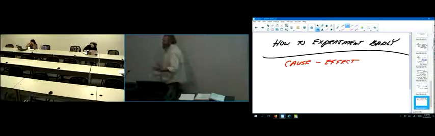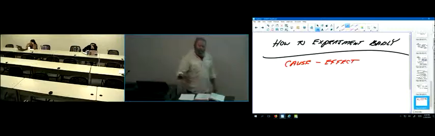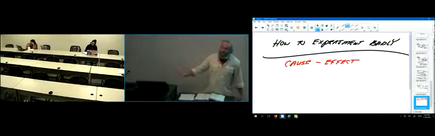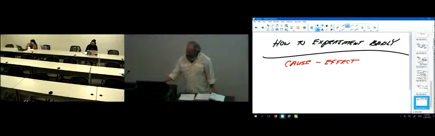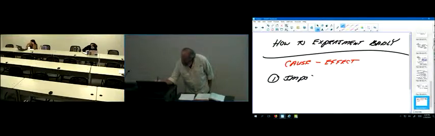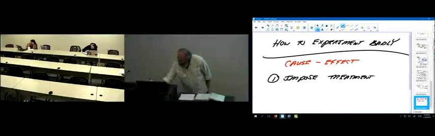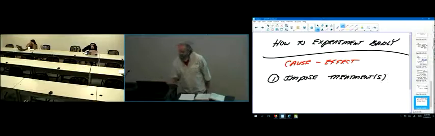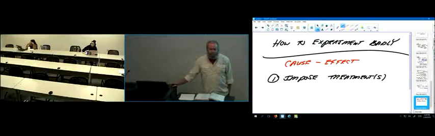The only reason for me and you to do an experiment is to look for causation, cause and effect. Changes in one of the variables have an effect on the other variable. Okay? Now, I'm going to give you a 1 and a 2. 1, we're going to impose treatment. There might be more than one. There better be more than one.